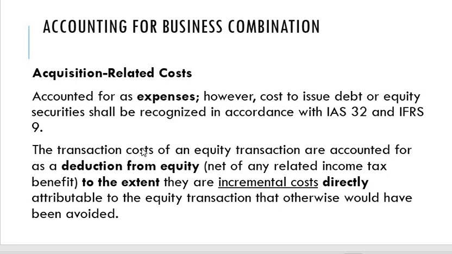All acquisition-related costs generally are accounted for as expenses. All direct and indirect costs relating to acquisition shall be expensed outright. However, the cost to issue debt or equity securities shall be recognized in accordance with IAS 32 and IFRS 9. So the cost to issue debt, sometimes, is amortized over the life of the debt. Then for equity, say for example, the acquirer issued shares, or issued its equity interest, in order to obtain control of the acquiree.